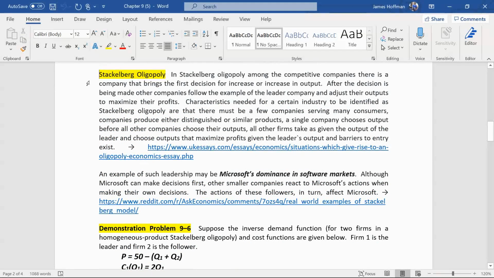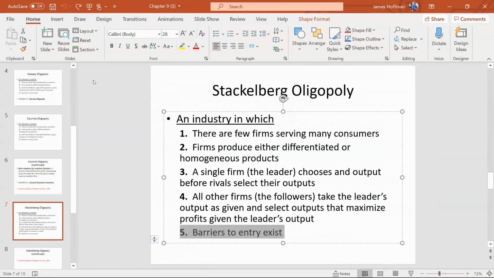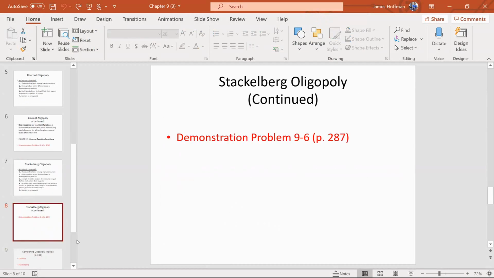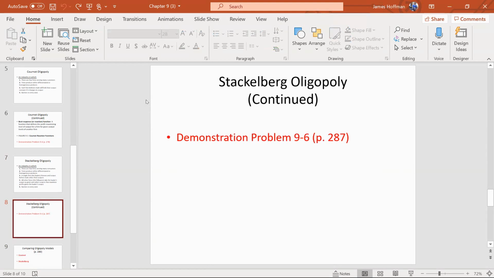Okay, so here's a little further description on Stackelberg. You can look at this, and there's a couple of web links that talk about Stackelberg. All right, so we'll do a demonstration problem for Stackelberg. For this example, we have Microsoft Excel being the leader and Google Sheets being the follower. Let's look at demonstration problem 9.6, which I did on the other document.